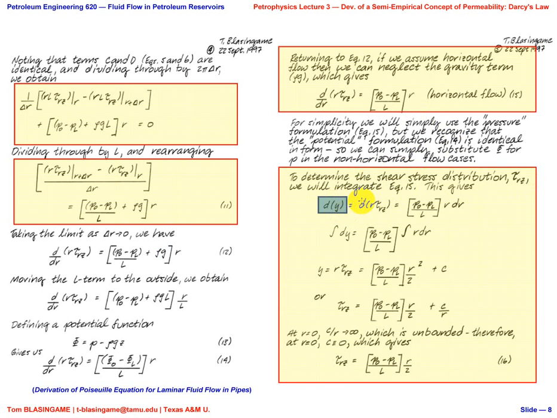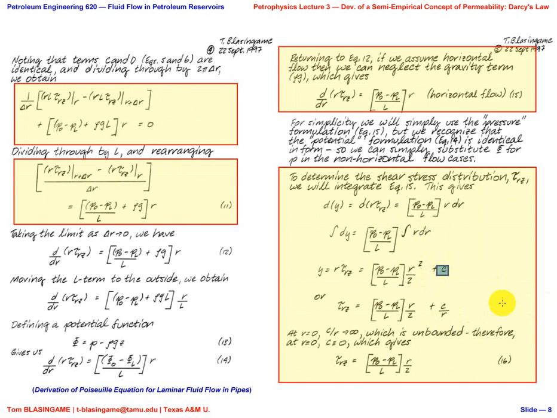We'll just say that this is equal to y, and then we'll integrate the function, indefinite integration. We'll factor out the pressure gradient and leave only the r term. We'll integrate over r, which gives us r times tau rz, and then we have our pressure gradient term. We have r squared over 2 because this was r, and then we have a constant of integration.